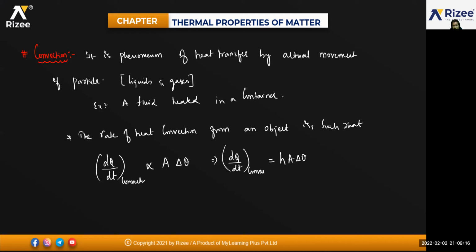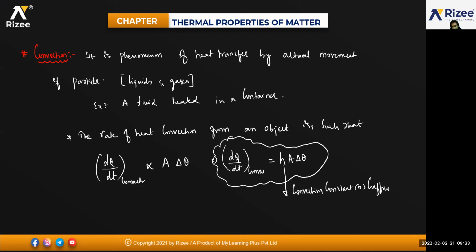A is nothing but area, delta theta is the temperature difference, and H is a constant. This H is known as the convection constant or coefficient. Delta T is the temperature difference between the object and the fluid, whatever fluid you're taking. And A is nothing but the contact area.